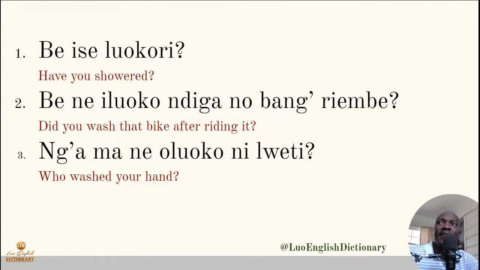Then the next one, these are questions now. Questions about bath, you know, luok. Luok is the subject today. So the first one is, be ise luokori? Have you showered?